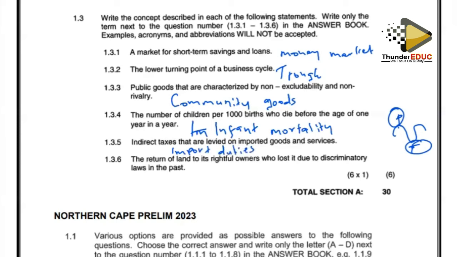Now we have 1.3.6. The return of land to its rightful owners who lost their land due to discriminatory laws. This is land restitution. Grade 12, if you can check, economics is so simple. It is so simple.